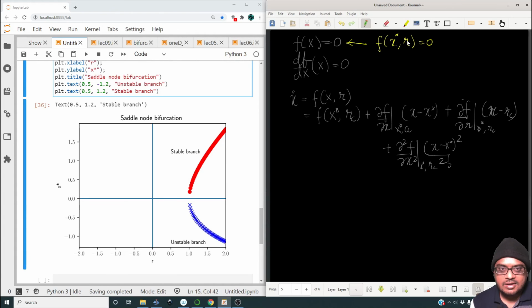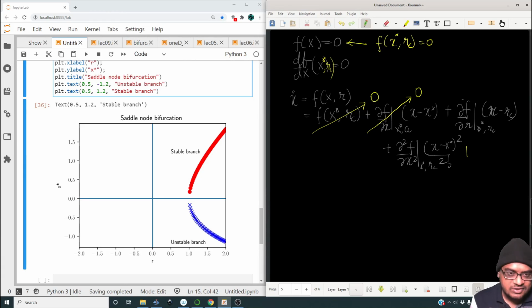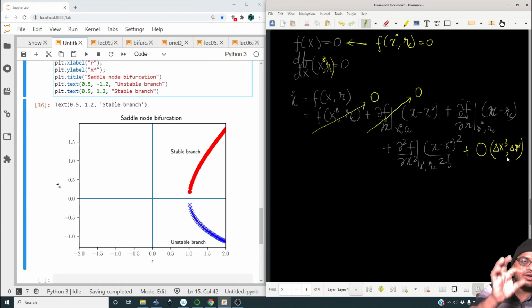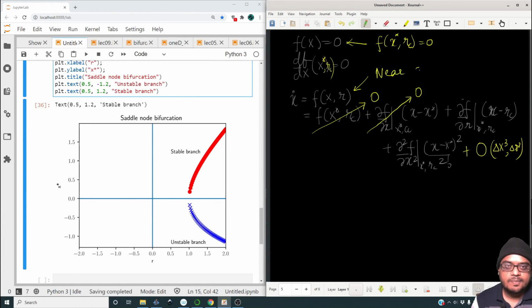So f at x star comma rc will be 0 because that is the bifurcation point, and hence this term will vanish. Similarly, del f del x at x star comma rc will also be 0, and hence this particular term also vanishes. Obviously there are higher order terms, but because we are studying the behavior of this system near x star and rc, this is what we can write.